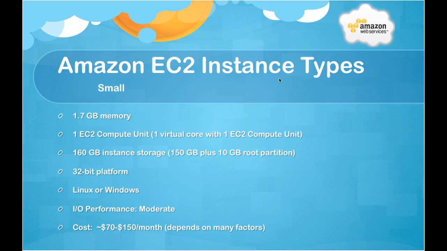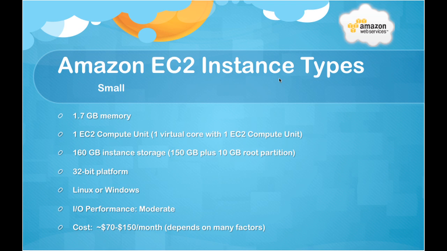Now, everything with EC2 is referred to as an instance. So an instance is really a virtual computer, so to speak. And they have a lot of different instance types. I'm going to cover the main ones here. There's small, large, and a new one called micro. So let's walk through those.